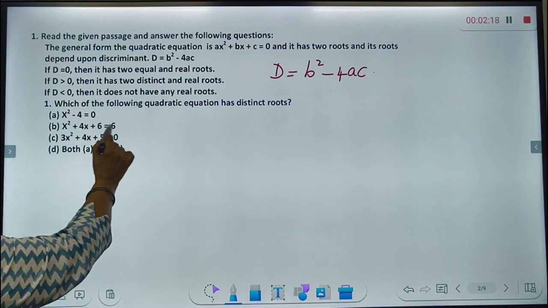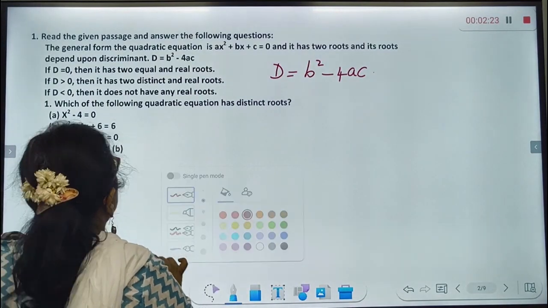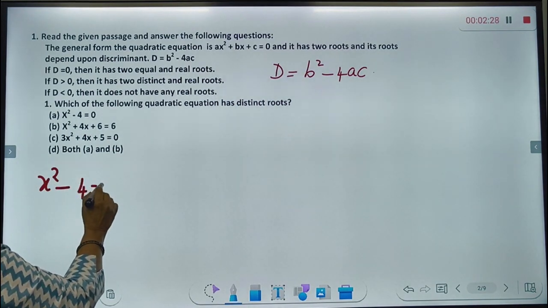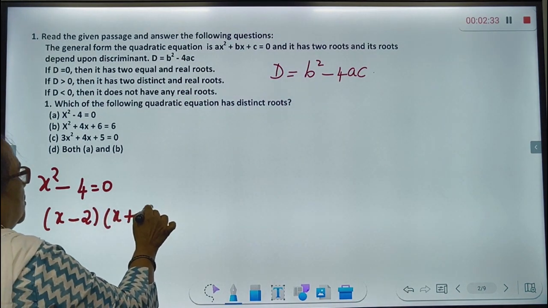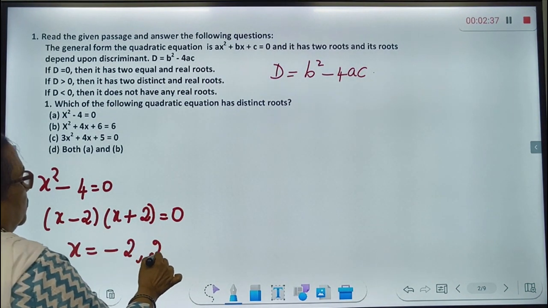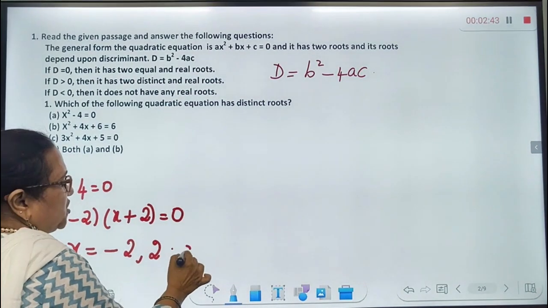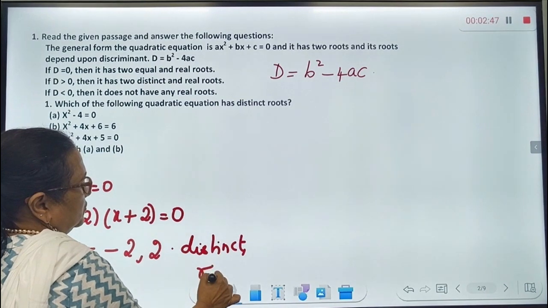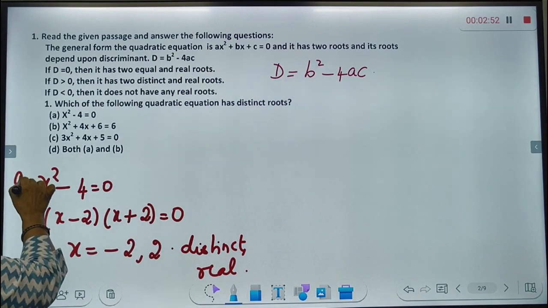Now, which of the following quadratic equations has distinct roots? So we are going to now solve this. If you look at x square minus 4 equal to 0, we know that it is x minus 2 into x plus 2 equal to 0. This means x is minus 2 comma 2. So in this case, both the roots are distinct. Distinct means different, right? Distinct and real. Real and distinct roots. This is the case of A subdivision.